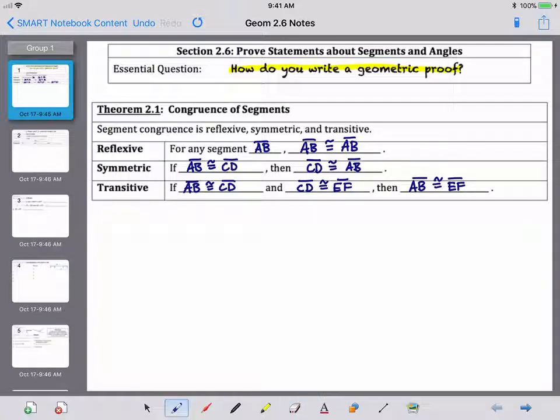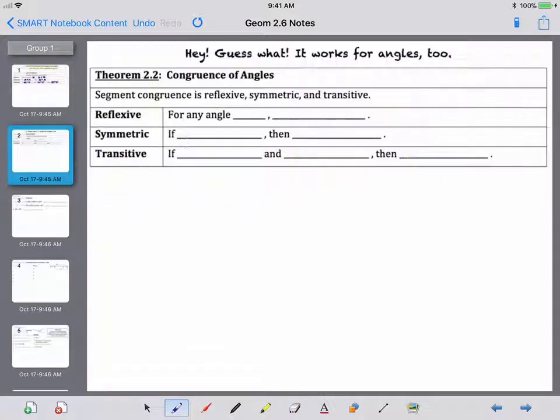All right, well, hey, guess what? That stuff also works for angles. So if you have some angle 1, well, then we'll just say angle 1 is congruent to itself. Angle 1 is congruent to angle 1. And if you have angle 1 congruent to angle 2, then you can flip-flop it in the symmetric property and say angle 2 is congruent to angle 1.